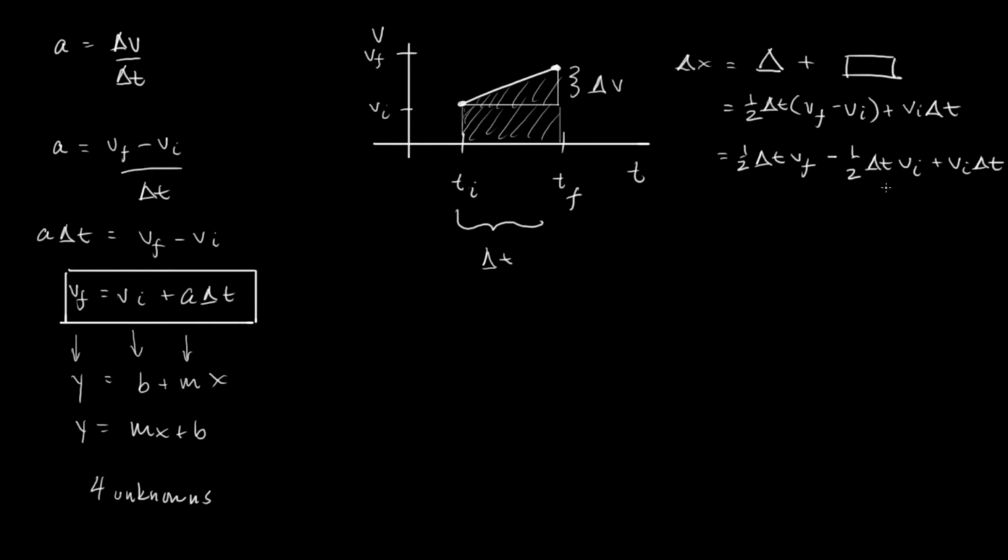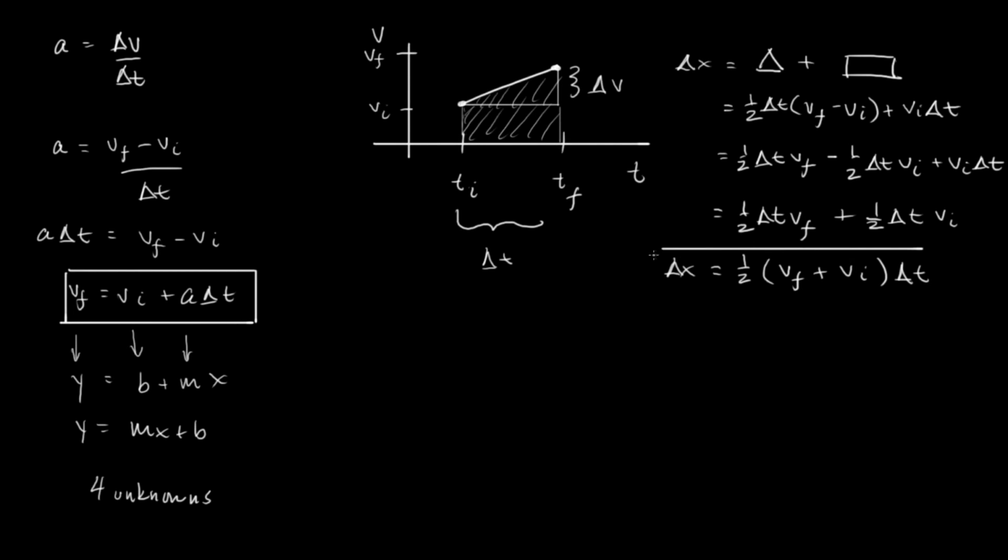We can take the negative 1/2 delta t v sub i plus the v sub i delta t, add those together, and we'll get 1/2 delta t v sub f plus 1/2 delta t v sub i. We can then factor out the 1/2 and the delta t and write it this way: 1/2 times (v sub f plus v sub i) times delta t. And this would be our displacement. So this would be our second equation, okay?